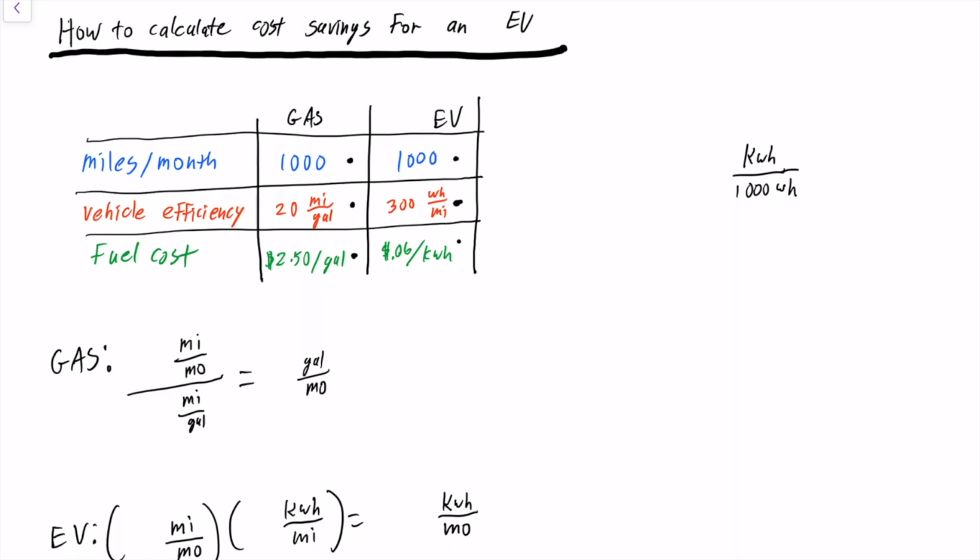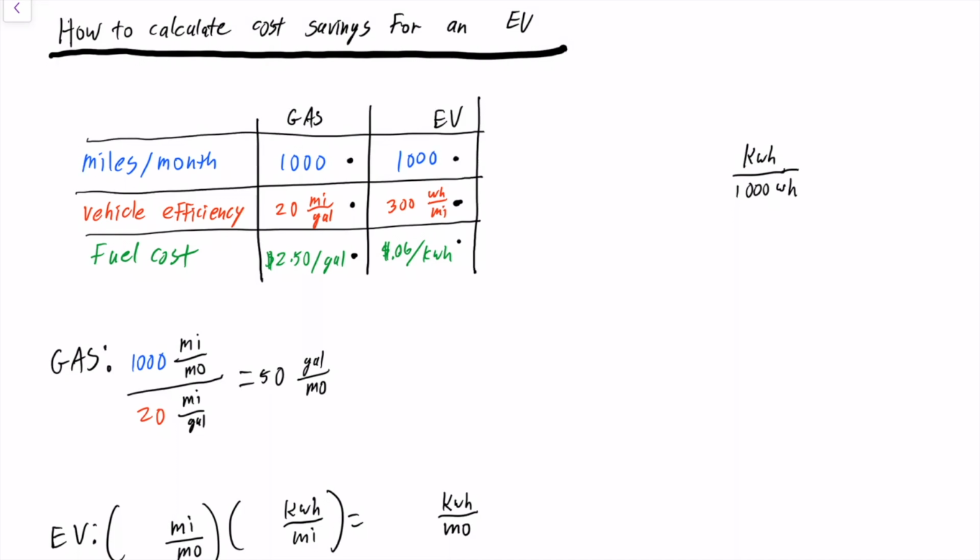All right, so the first thing we need to do is figure out how much gas is going to cost us to drive our 20 mile per gallon vehicle. So the first thing we're going to need to do then is to calculate how much fuel our gas vehicle is going to use. To do that, we're first going to take the 1,000 miles per month that we drive, and we're going to divide that by the efficiency of our vehicle, which is in this case 20 miles per gallon. And if we do that math, we'll see that we use 50 gallons of gasoline per month.